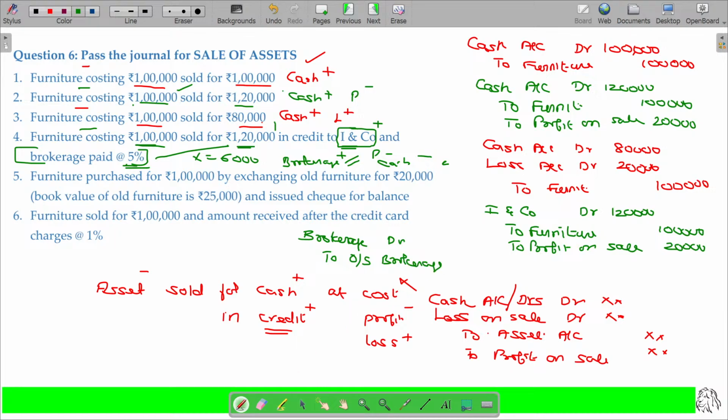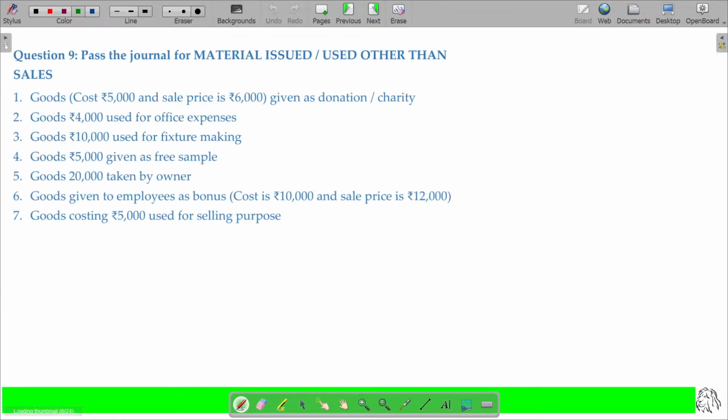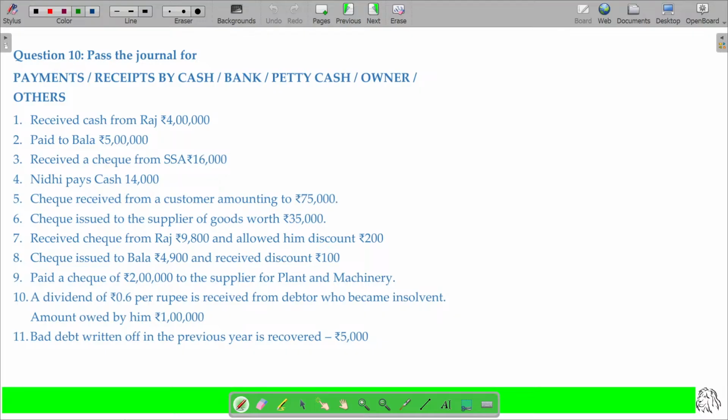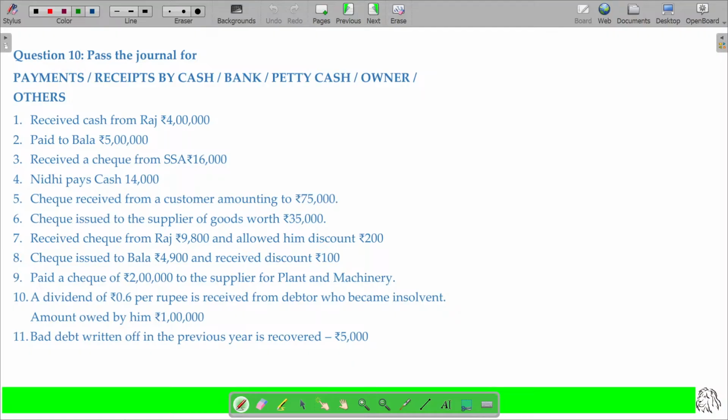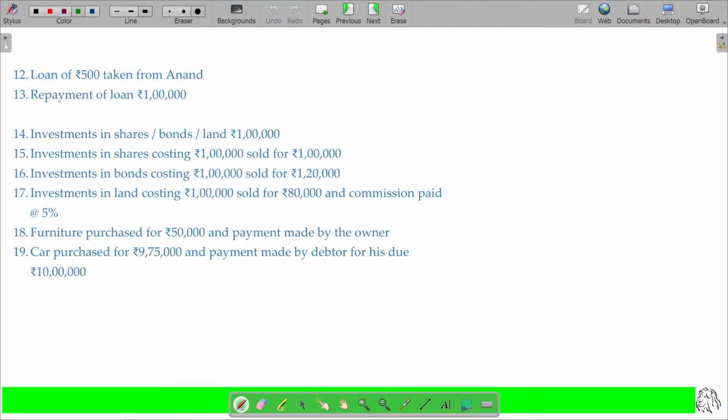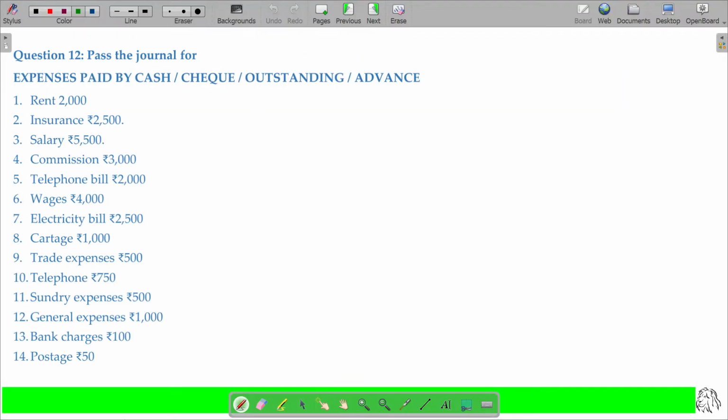I will explain the concept of outstanding brokerage, paid in advance, and all in the expenses chapter, expenses content. Probably this one. Payment and receipts for this one. Expenses paid by cash, or check, may be unpaid or may be paid in advance.